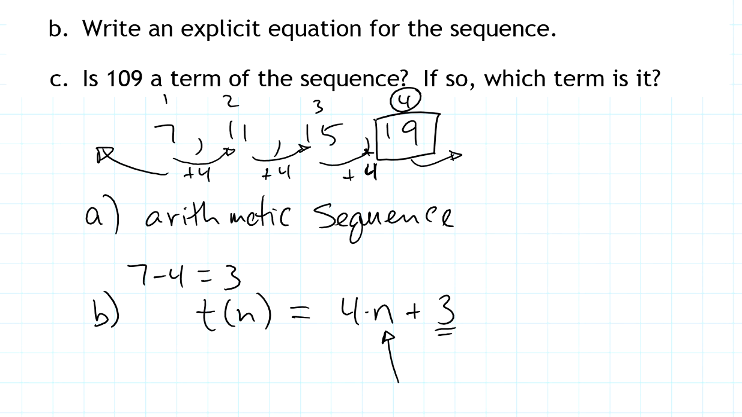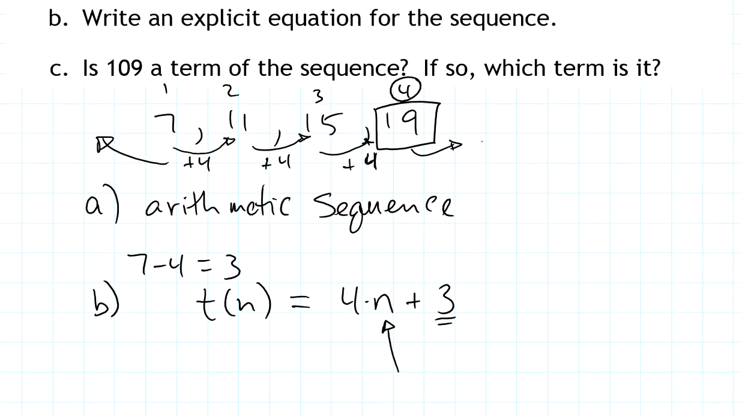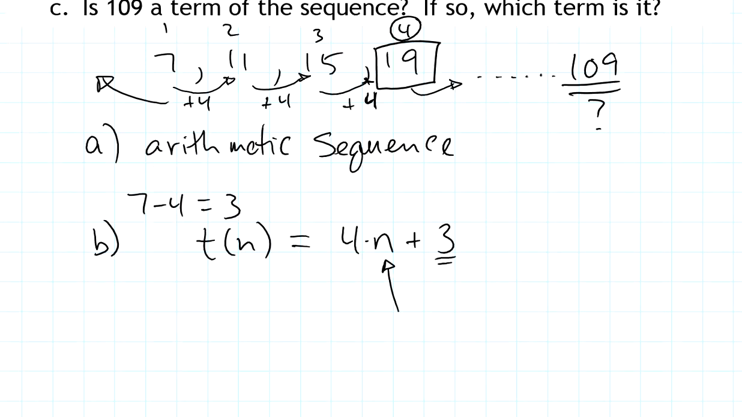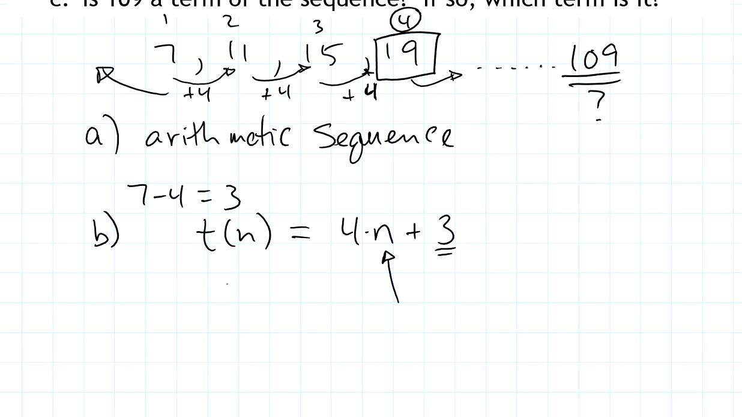And then C says, is 109 a term of the sequence? If so, which term would it be? So my question is, if I continue to extend this list out, is 109 one of the values that we're going to land at? Remember, the sequence term numbers are just a natural number, so it has to be a perfect natural number. And in order to answer this question, I basically write, look, I want to know if 109 is a term in this sequence. So I look at 4n plus 3 equals 109.